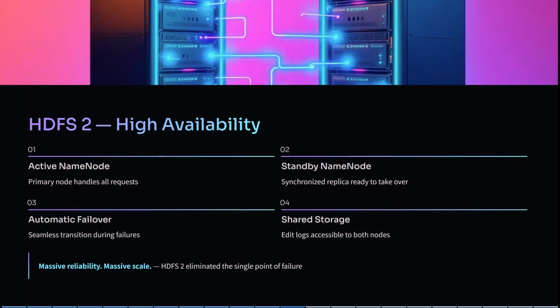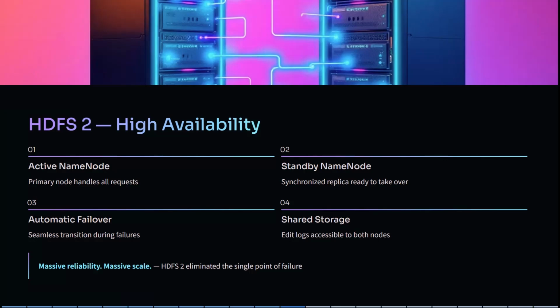Even though Hadoop became more reliable with HDFS 2, there was still a big problem. Hadoop MapReduce was slow. Why? Because after every map step, the output was written to the hard drive, and before every reduce step, that data had to be read back from the hard drive again. This happened for every stage of processing.